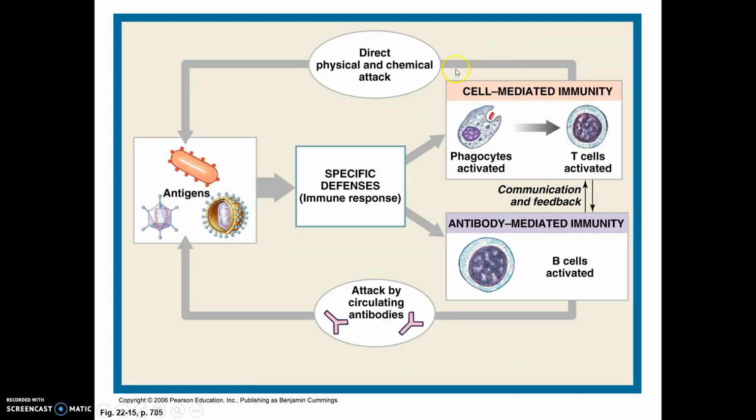Because remember, these make cell-to-cell contact. These release antibodies that then attach to things in our body fluids. So notice, though, it really takes T cells called helper T cells that help activate both the cytotoxic T cells and even more directly activate the B cells.